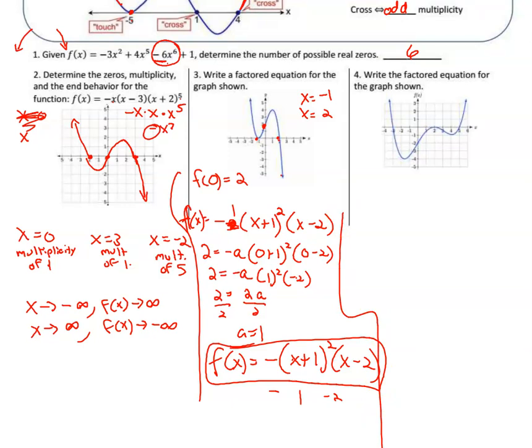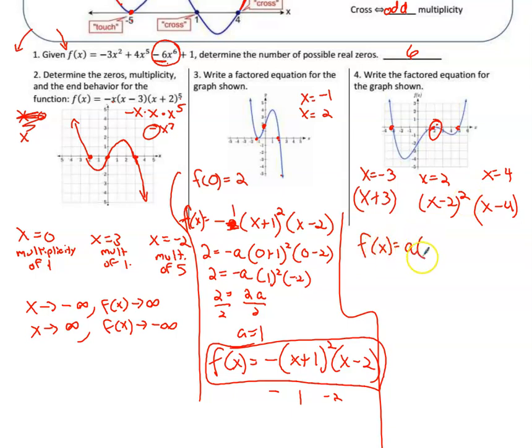So on this one, I notice x equals negative 3, which means x plus 3 is one of my factors. x equals 2, so x minus 2 is one of my factors, and x equals 4, which means x minus 4 is one of my factors. And I notice it passes through at this one and passes through at this one, but at this one it touched. So this has to be an even power. So for this one, I'm going to go ahead and put that a back in. So f of x is equal to a times x plus 3 times x minus 2 squared times x minus 4.